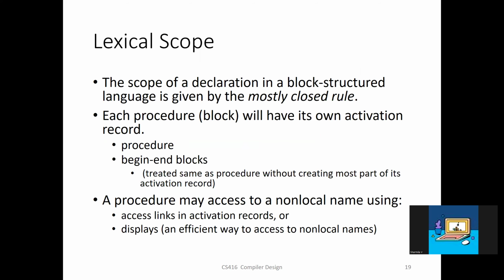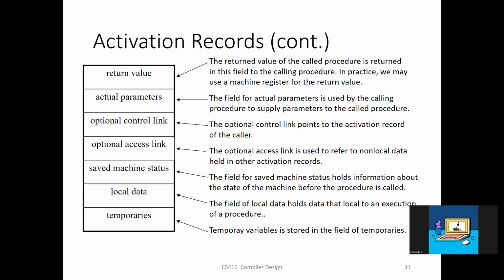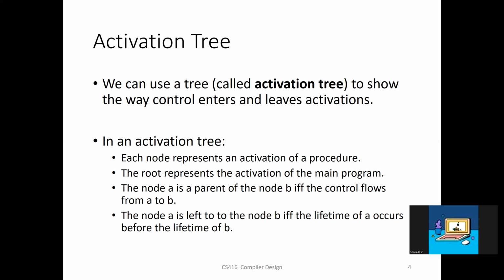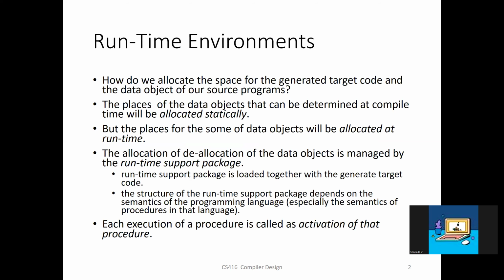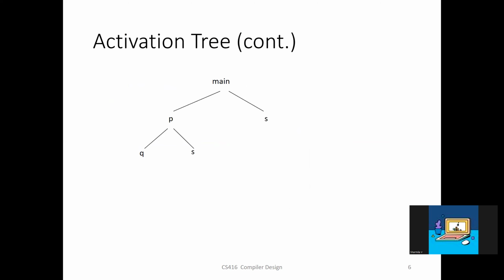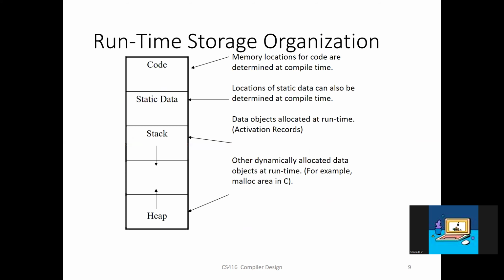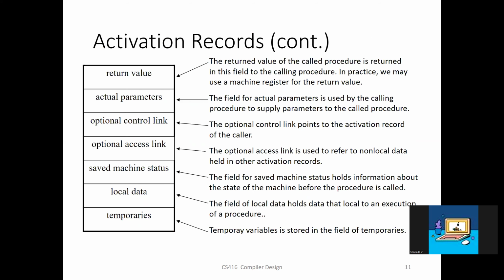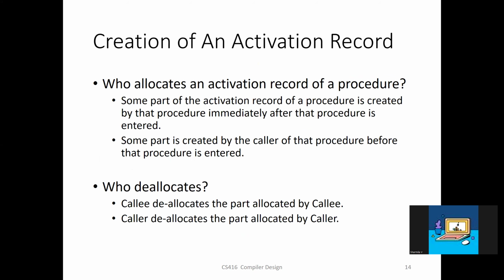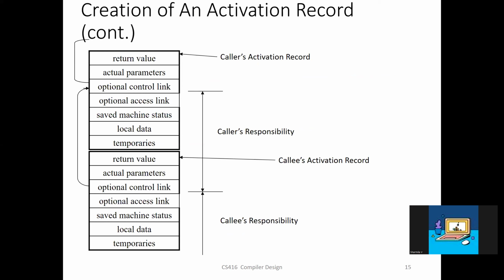So what we have discussed in this video is the activation record in the runtime procedure, that is, the runtime environment. What is the activation record? What is the activation tree, with one example? What is the control flow? In the activation record, what are the seven fields? Return value, actual parameters, optional control link, optional access link, saved machine status, local data, and temporaries. In the activation record, we have the caller's activation and responsibility, and the callee's activation and responsibility.